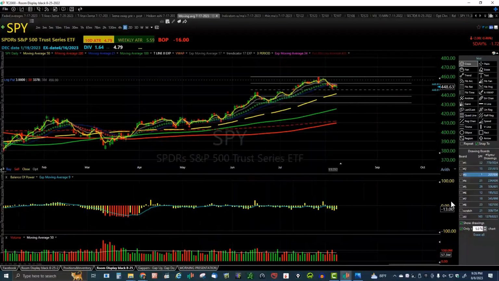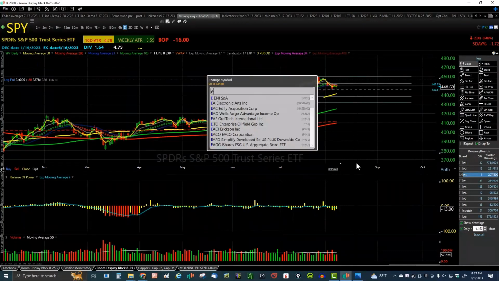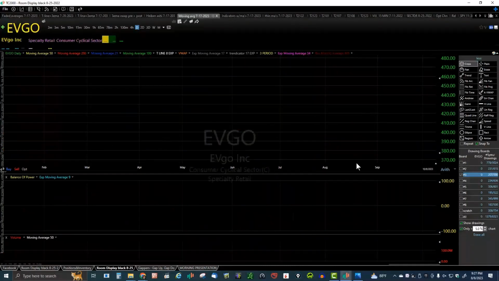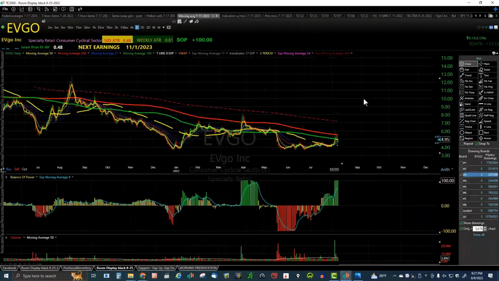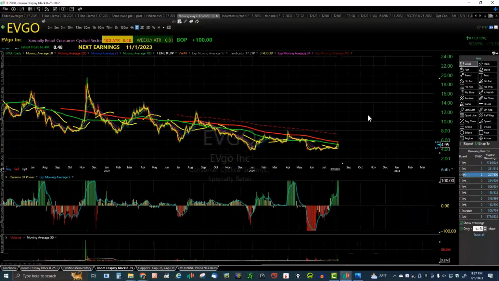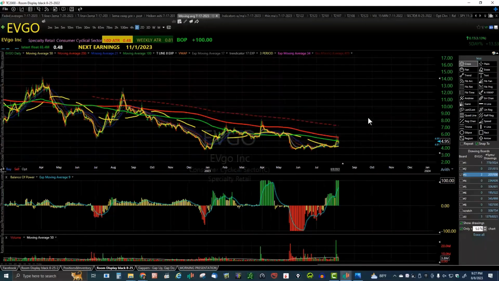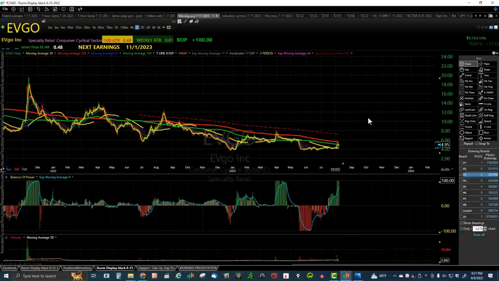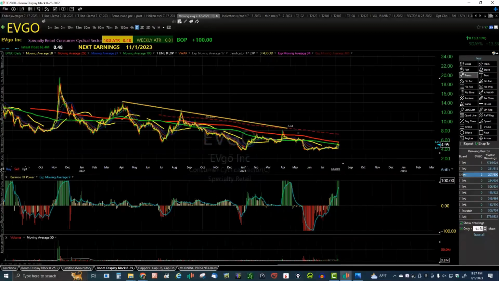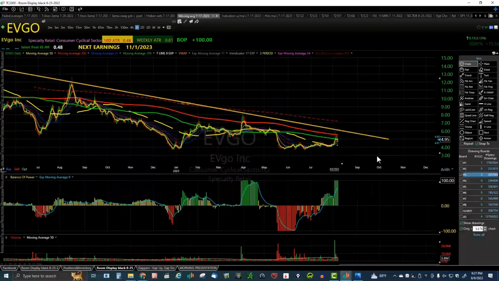EVGO above 6 looks good. Your thoughts? Broke weekly downtrend line with the cradle pattern. EVGO. I don't see a broken downtrend yet. I use the highs right here. Yeah, I don't see a broken downtrend yet on EVGO.